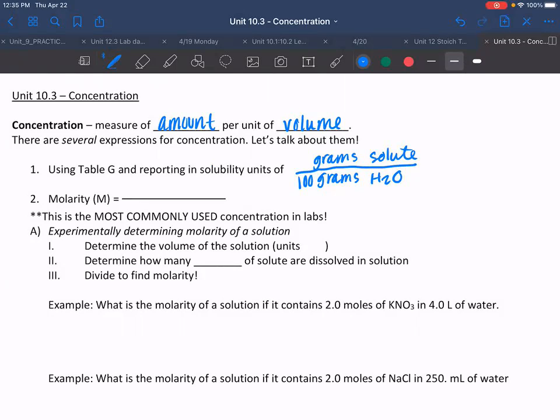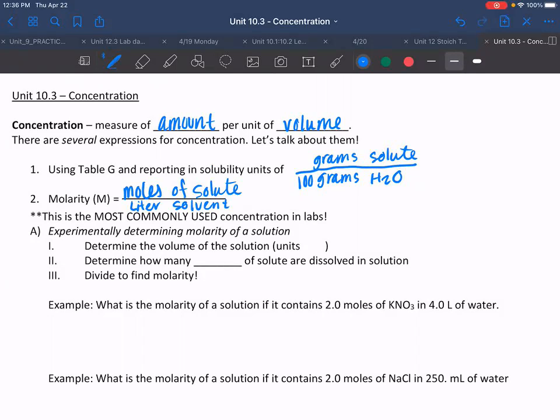Then we introduced molarity during rate laws. Does anyone remember what the units were here? Moles per liter, exactly. But we're going to go a little bit farther and say this is our moles of solute per liter of solution. And molarity is by far the most commonly used concentration in labs. So we're going to talk about figuring out the molarity of a solution.